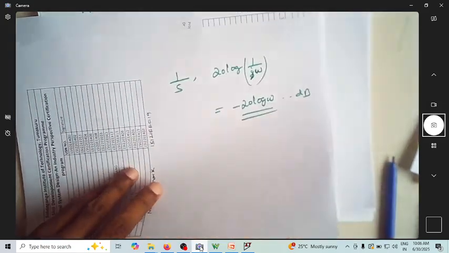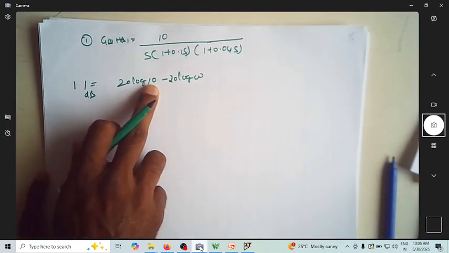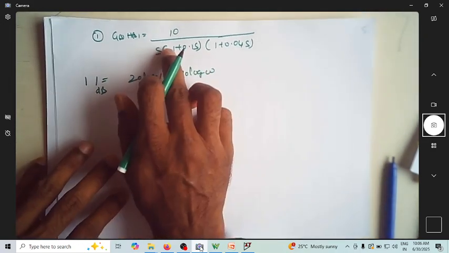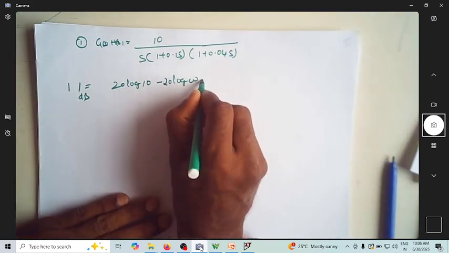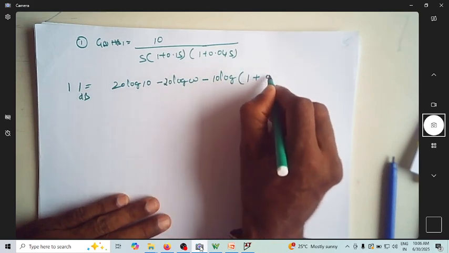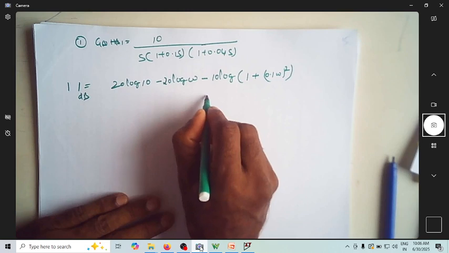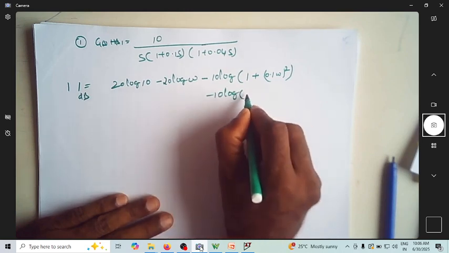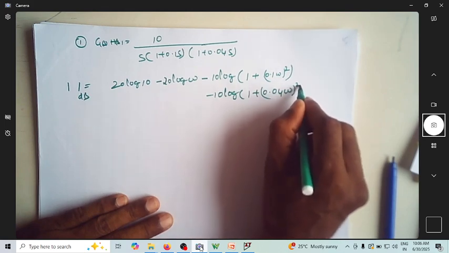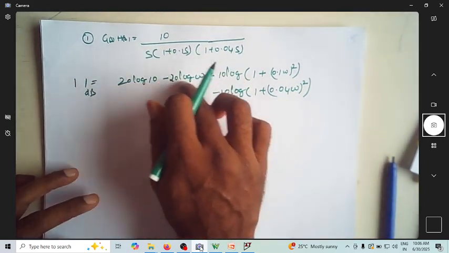Fine. Okay, with these prerequisites, this is what we have: 10 is 20 log 10, and 1 over s is minus 20 log omega, and this quantity I now write as minus 10 log of 1 square plus 0.1 omega whole square, because 1 square is 1 only. Then the last term is minus 10 log 1 plus 0.04 omega whole square, correct? And this is in terms of dBs.